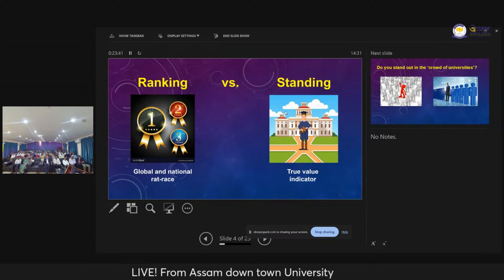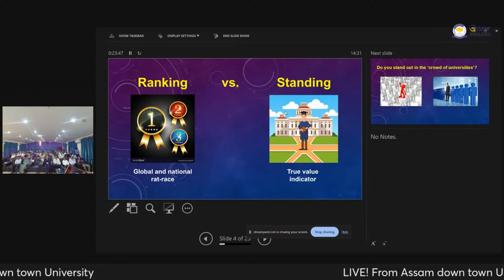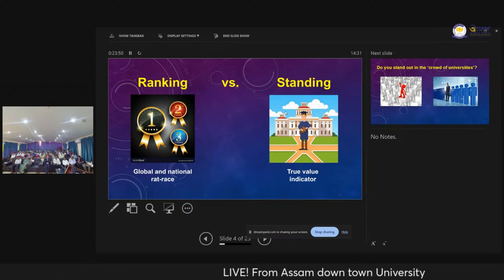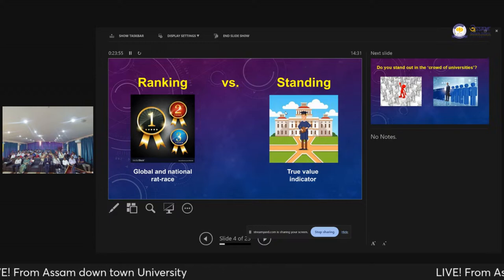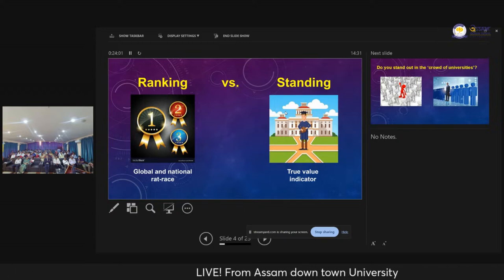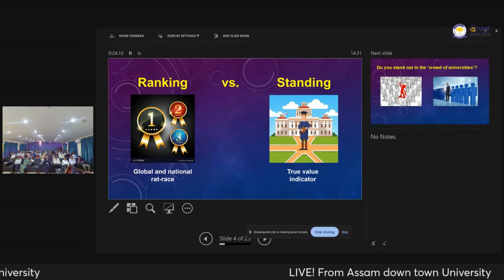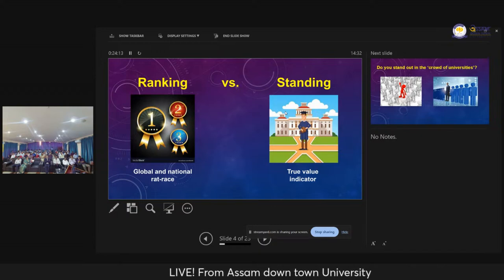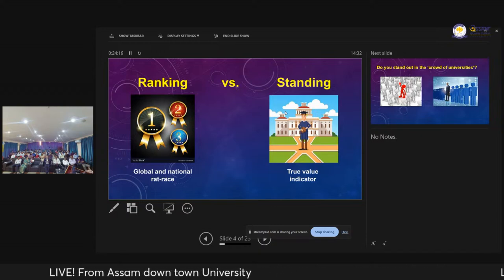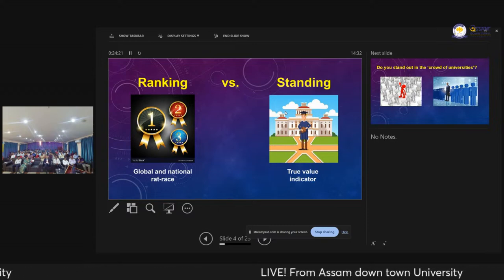In my personal opinion, it's not the ranking that is important, but instead the standing of my university that carries huge value. The standing of a university does not come overnight. It is a process, a culture that is established within an institution. First, they put their heart and soul into the education, and the students learn their best. They go out and shine because of the skills.